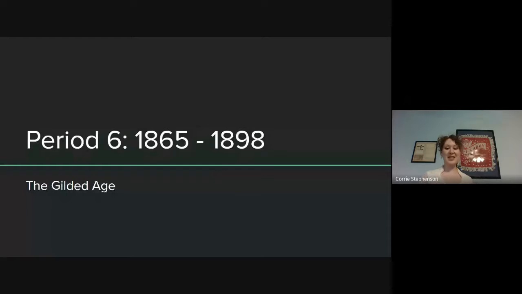On the outside, America appears to be wealthier than it's ever been. But if you scratch below the surface, just like a gilded object is painted gold, but not really gold, you start to reveal the cheap, undesirable stuff that's underneath. And America is very like that during this period.